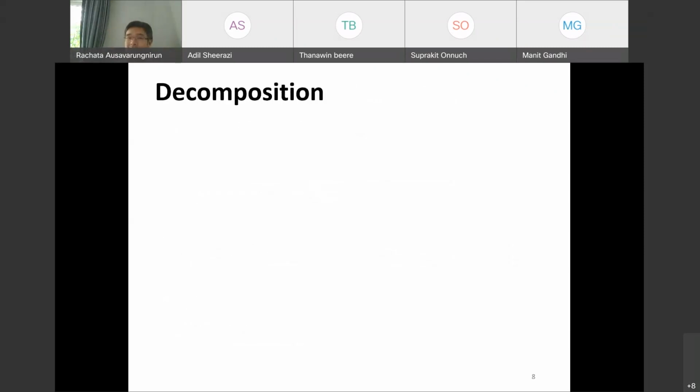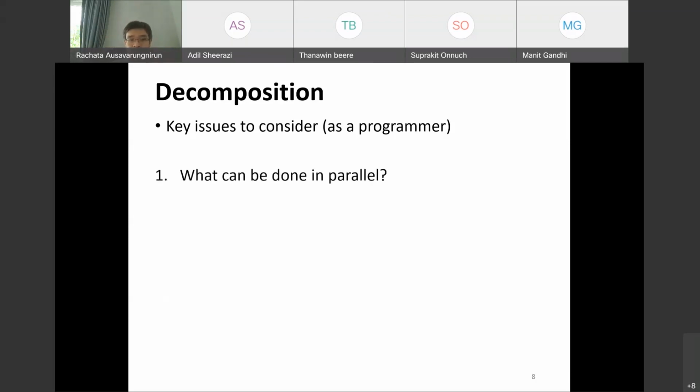So the first step, as I said, is decomposition, right? From the programmer's point of view, these are the key issues. First of all, you have to think about, okay, what can I do in parallel? Go back to the last lecture. How can I parallelize my program? And think about dependency, because every time you create a dependency, it means you generate sequential execution. So again, remember Amdahl's law, right?